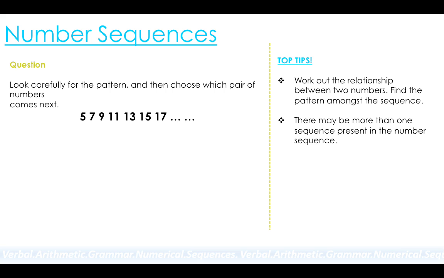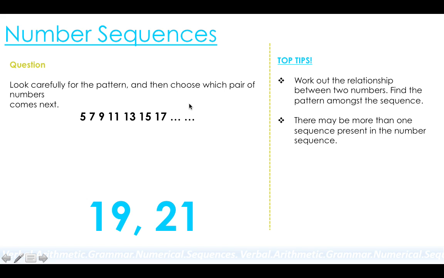Depending on the level of difficulty, there may be just one sequence happening or there may be multiple. This sequence here is quite simple, and you should see that it is going up by 2 each time. So 5 plus 2 is 7, 7 plus 2 equals 9, and so forth. 17 plus 2 would give you 19, which would be the next number, and 19 plus 2 would give you 21. So the next two numbers in this sequence would be 19 and 21.